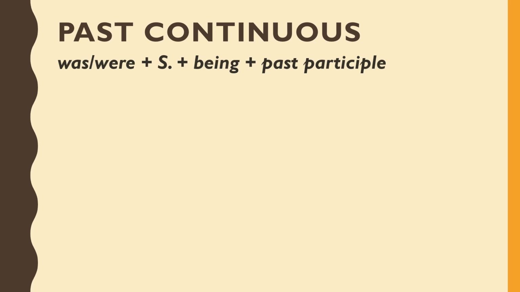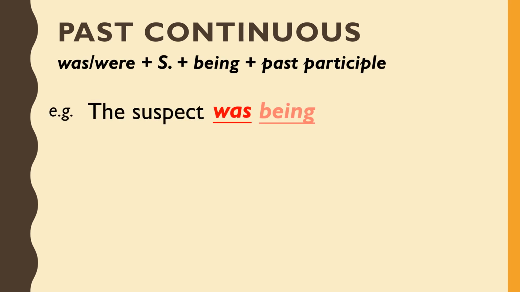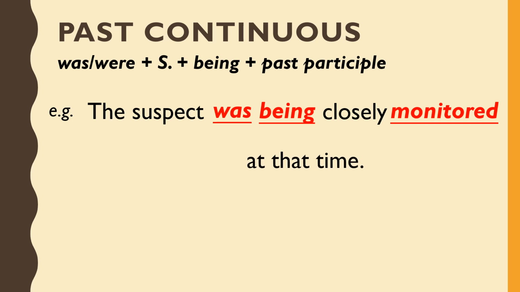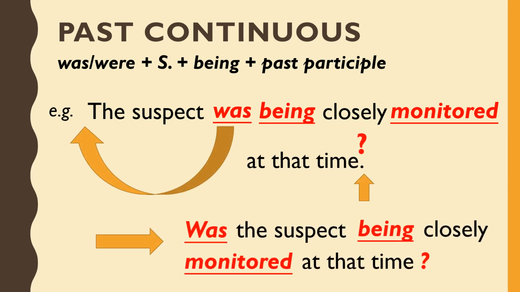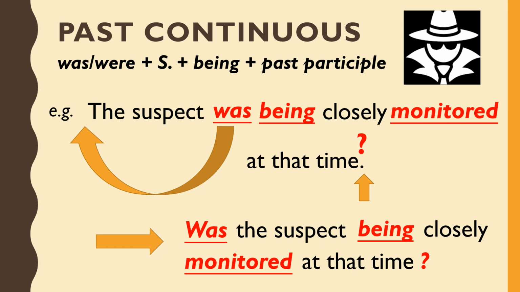Then the past continuous tense. The passive sentence is, the suspect was being closely monitored at that time. Then we put the auxiliary verb to the front. The passive question would be, was the suspect being closely monitored at that time?